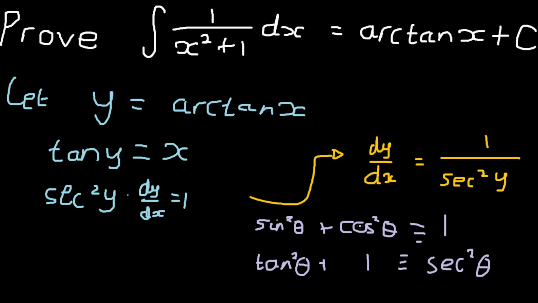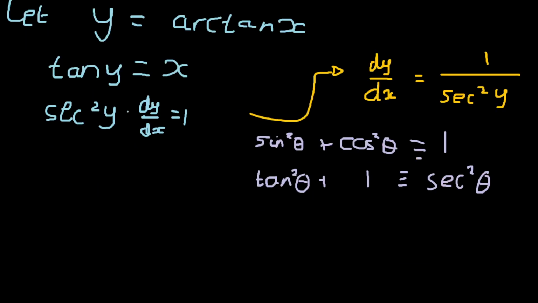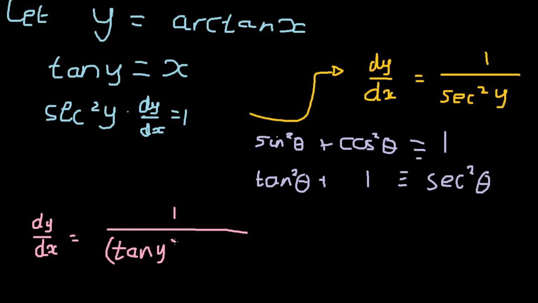And we see this here. Let's substitute in secant squared of y for 1 plus tangent squared of y. So we get that dy by dx is equal to 1 over tangent y squared plus 1.